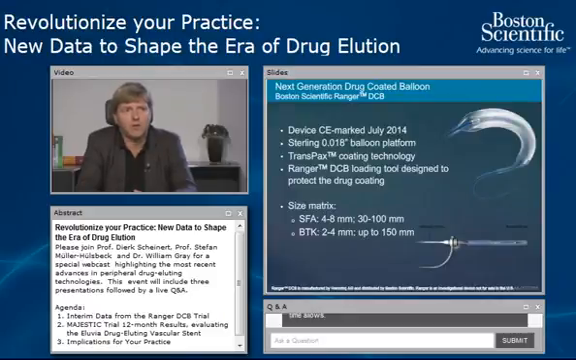I guess most of you are familiar with the Ranger balloon. It is what we call a next generation drug-coated balloon technology. The device was CE marked in July 2014. It's basically built on the Sterling 018 platform and uses the so-called Transpac coating, which contains paclitaxel together with an excipient which controls the coating integrity. The device is available in a wide size matrix for femoral and for below-the-knee applications, as shown here on the slide.